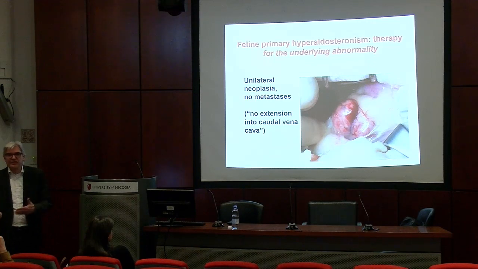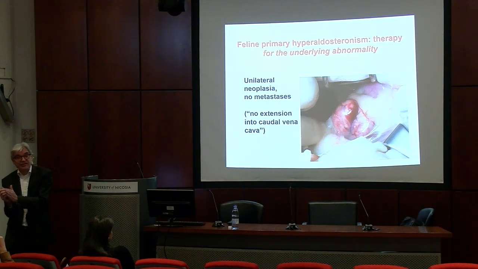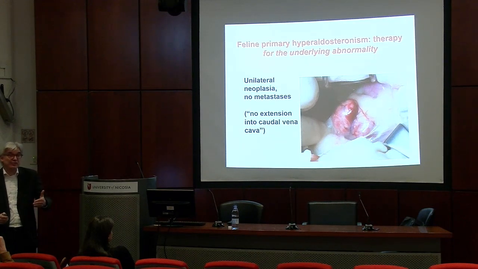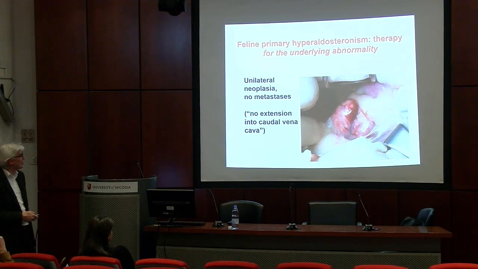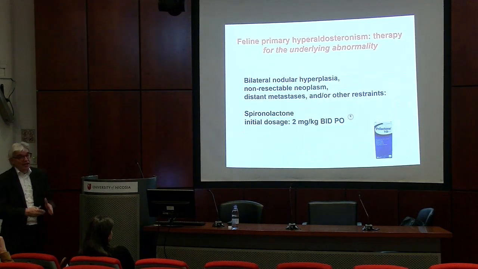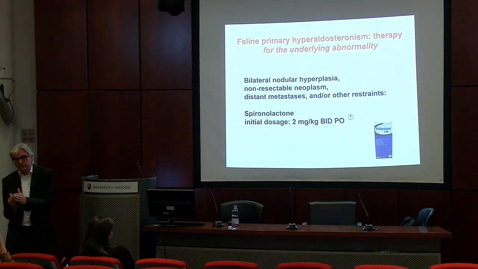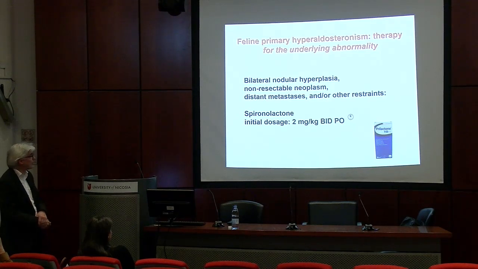I already mentioned that if it is an adrenal tumor that has not metastasized and it's unilateral, then the best way to treat such a patient is to remove the tumor surgically. But that means that you need good imaging before you start with the surgery. If it is bilateral, if it is hyperplasia, or if it is metastasized already, then of course surgery is not a good option. Then the best treatment is a medical treatment.